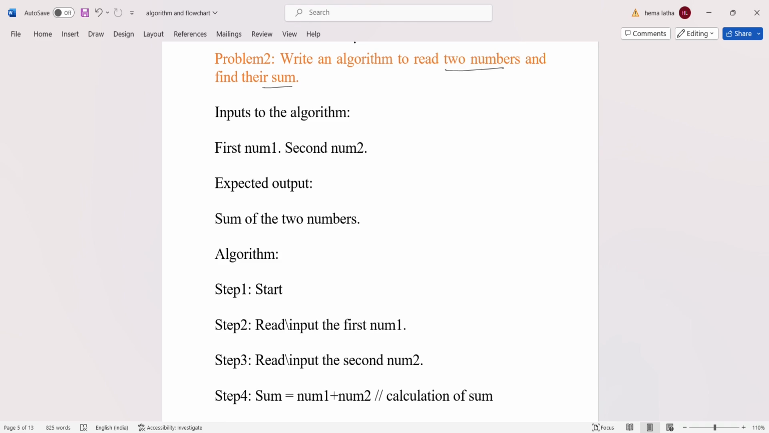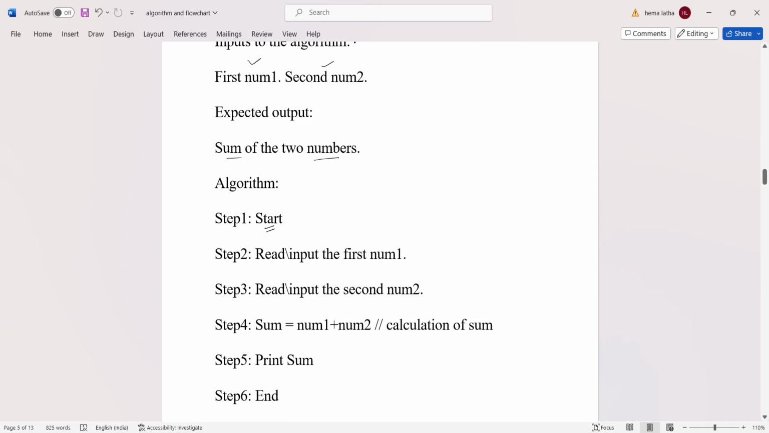So what is the input? Two numbers we have to take, first number, second number, and the expected output should be the sum of the two numbers. So in terms of algorithm, how should it be written? For any algorithm, the first step should be start. Okay, so now you see here, the first step is starting, the second one is reading the first number. Two inputs, that's what two times we have to read.